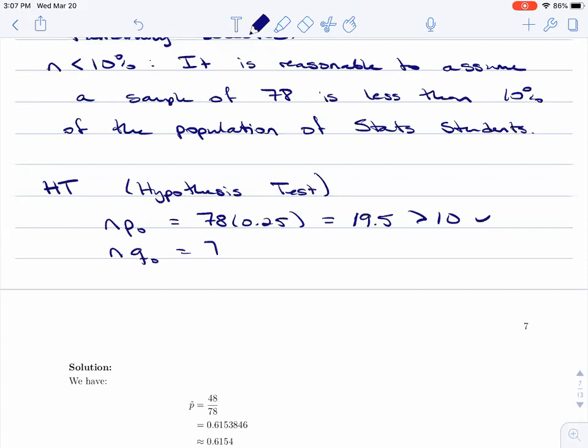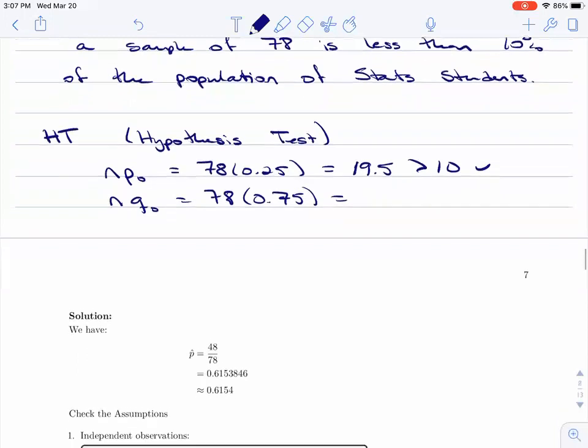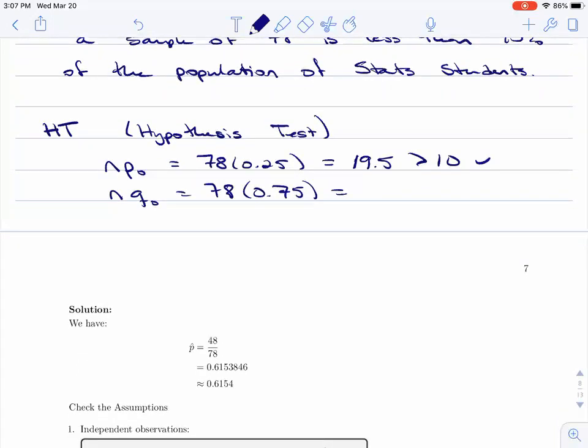N q naught is 78 times 0.75. Is it 58.5? I think. Which is still greater than 10. Phew. Okay.